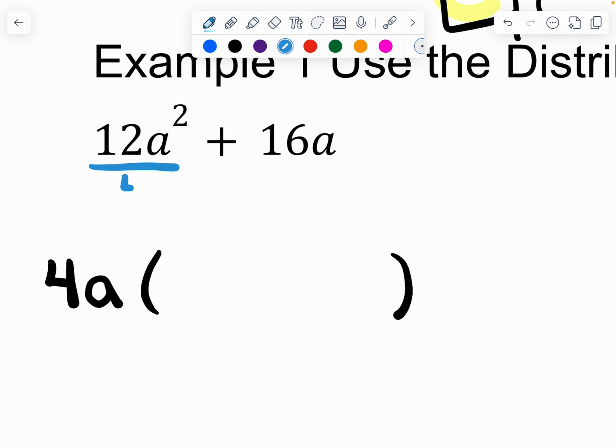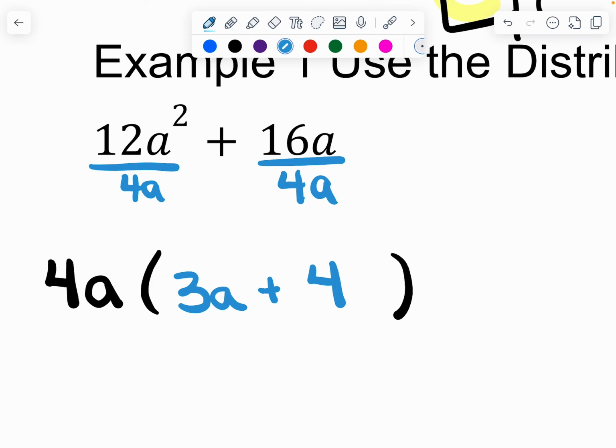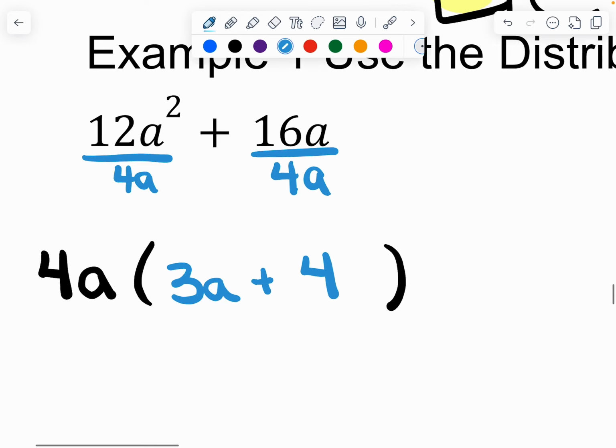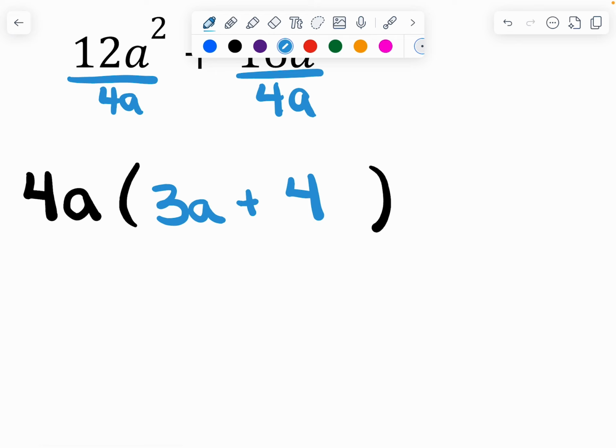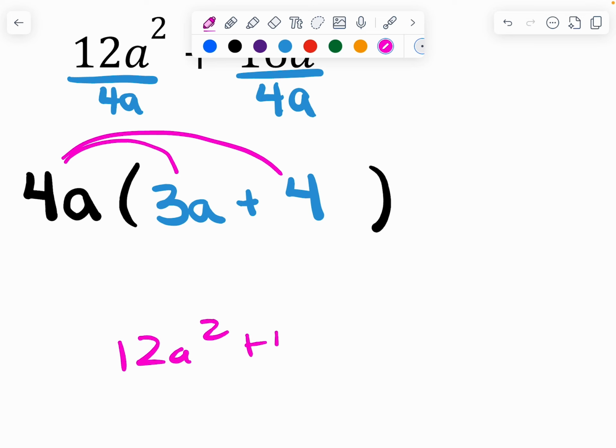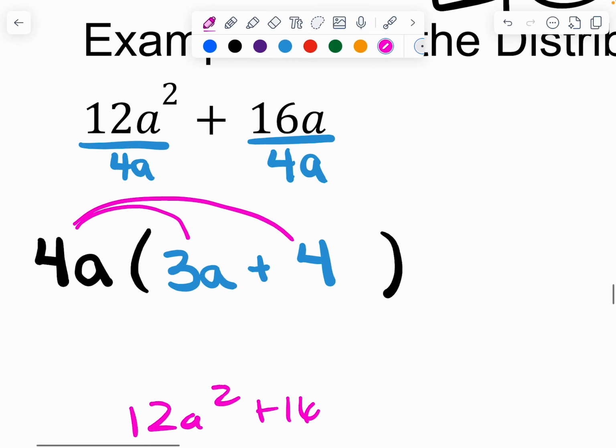So I'm going to divide this by 4A. What do I get? I get 3A plus, if I divide this by 4A, I get 4. So to check your work, boys and girls, if I was to multiply this, I would get 12A squared. If I was to multiply this, I would get 16. Is that what we started with? It sure is what we started with.